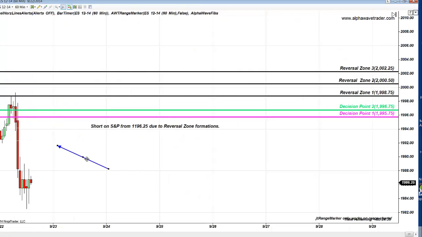Example, this is a trade, Abe, you can confirm, we took in our trading room on S&P.